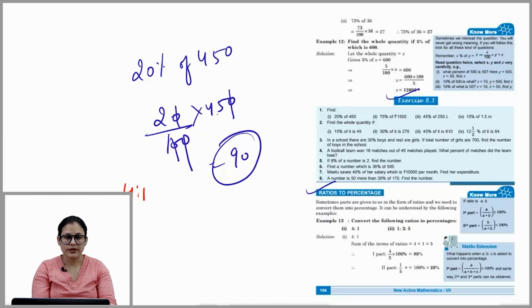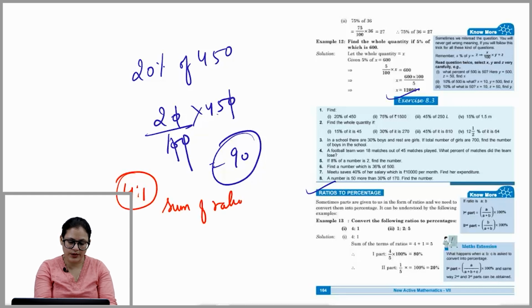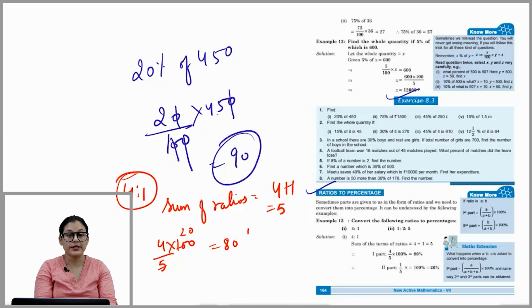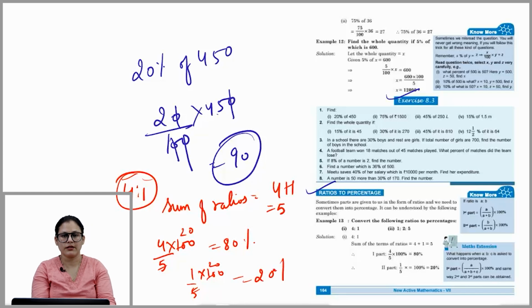Okay, first what will you do? You will find out the sum of ratios. Sum of ratios is equal to 4 plus 1, 5. So first part, what is the first part? 4 by 5 into 100. 5 2s are 10, then 80%. And second part is what? 1 by 5 into 100. Okay, 20. So 20% is the answer.